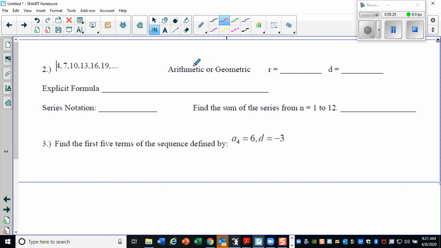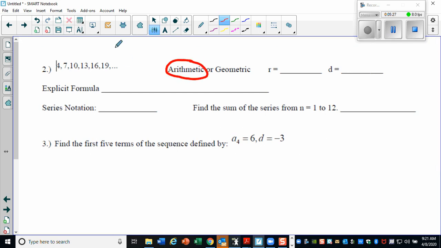So this one right here is going to be arithmetic. And why? Because if you look, every single time I'm adding 3 to get to my next number, so I don't have a common ratio, I have a common difference of positive 3. It's positive because I'm adding.